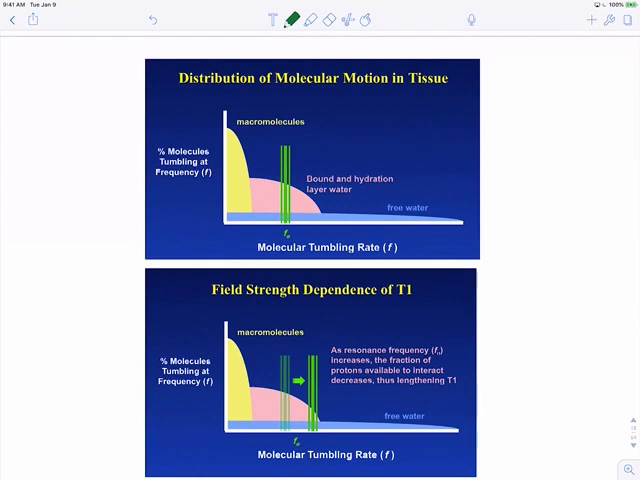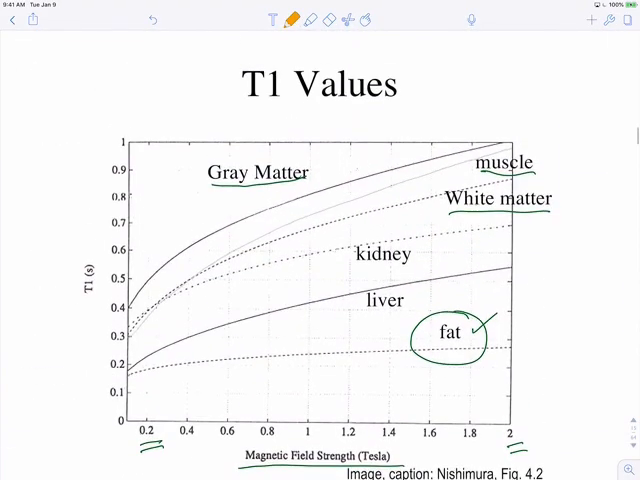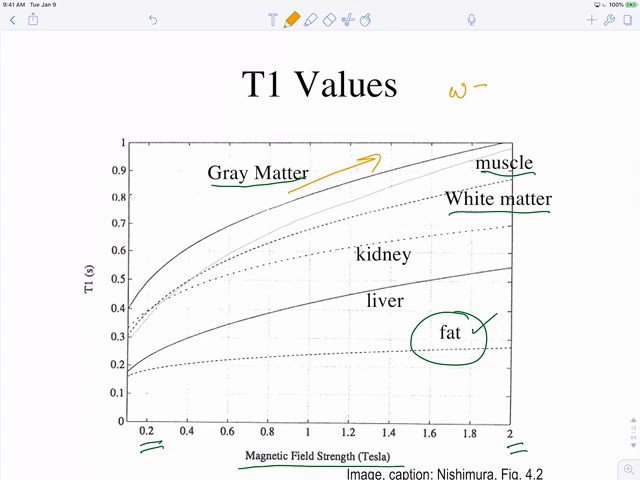So let's take a look at what happens with, for example, field strength of T1. In fact, if you look back at this curve here, you see that the T1s are increasing with field strength. As I make the magnetic field stronger and stronger, that T1 goes up. And what's happening as I make the magnetic field strength get stronger? What's happening to the Larmor frequency? It's also increasing, right? Because remember, omega equals gamma B. So if I increase the B, I increase the frequency.